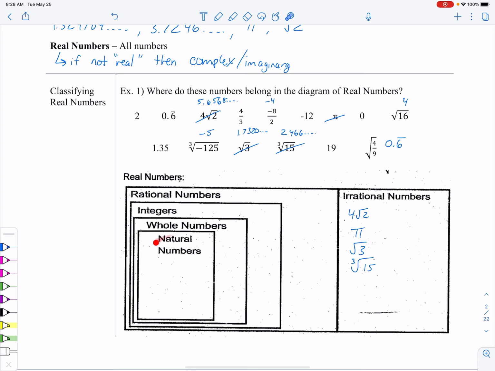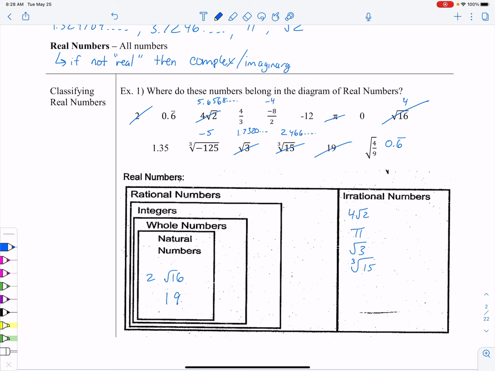So we can start with the natural numbers. So remember here we want to have whole numbers, but except for 0. So 2, and then this one, root 16, because that was a 4, and 19, and that's it for those ones.